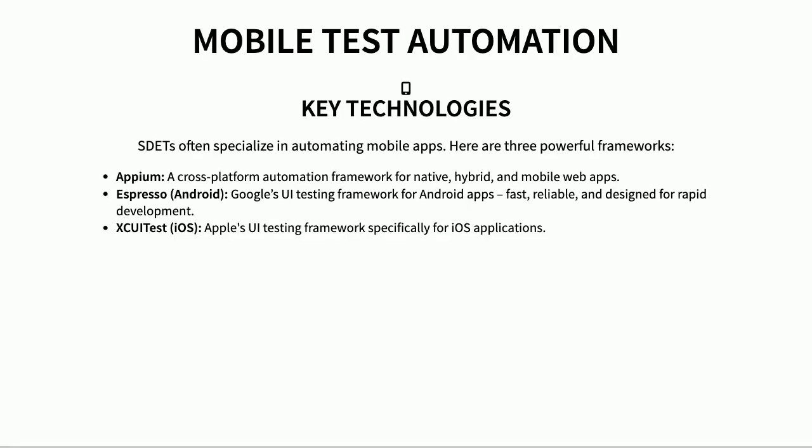Okay, let's talk about mobile test automation. As an SDET, you might find yourself working with apps on various devices and platforms. That's where frameworks like Appium, Espresso, and XCTest come in. Appium is super versatile. It can handle native, hybrid, and web apps all the same way. Espresso is Google's fast and effective solution for Android testing. And then there's XCTest, Apple's tool tailored specifically for iOS development.